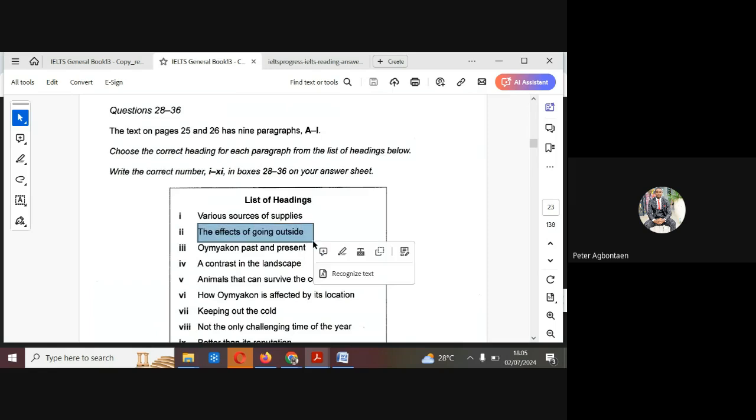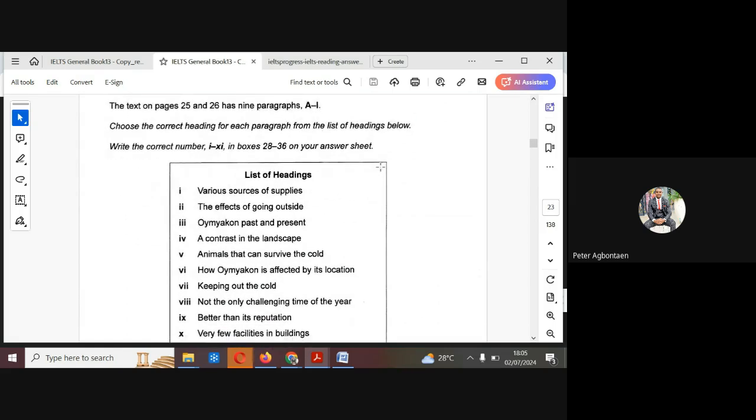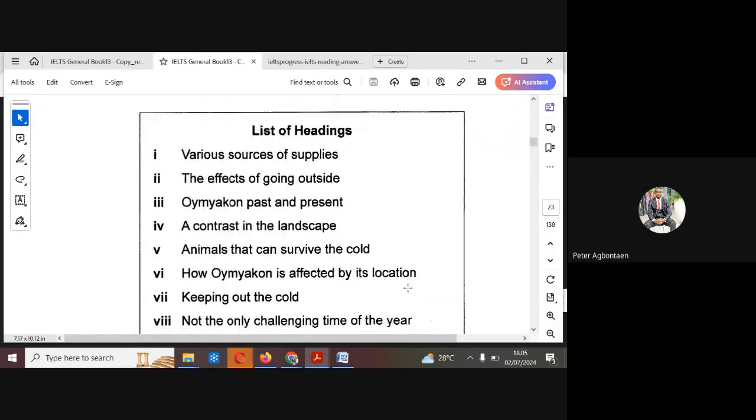All right. And so, we've been told already from the title that Oyemakon is a very cold place, so cold that it's the world's coldest town. So when you see effects of going outside, you start thinking that this paragraph will tell me about the consequences of being in the open air in Oyemakon. When you come out of your house, for example, or come out of an enclosed space, and you come into the open air, what happens to you? So this is the effects of going outside.